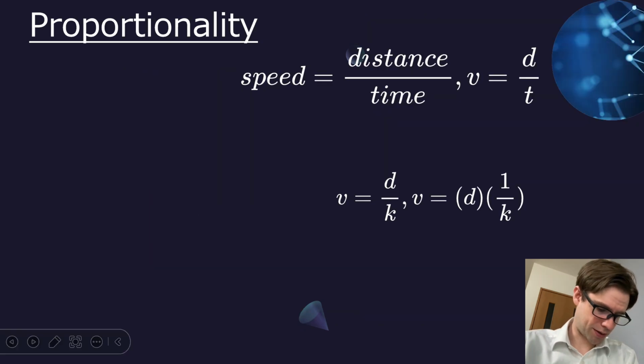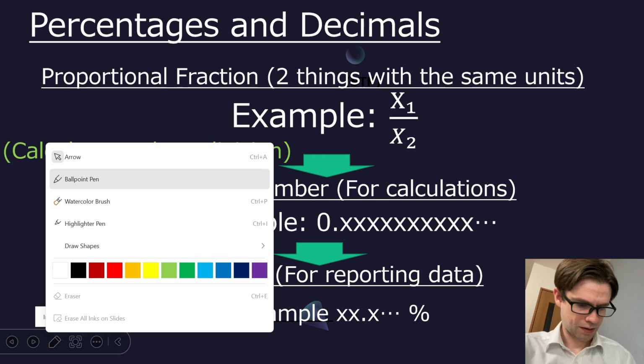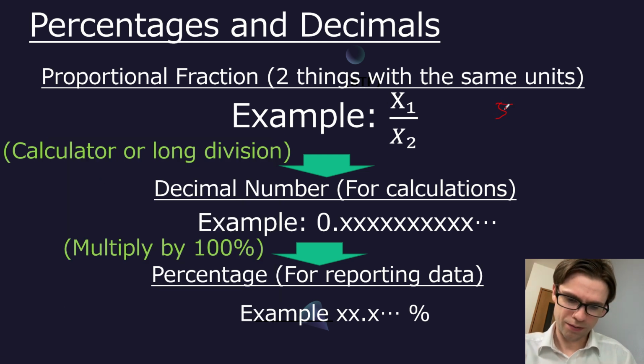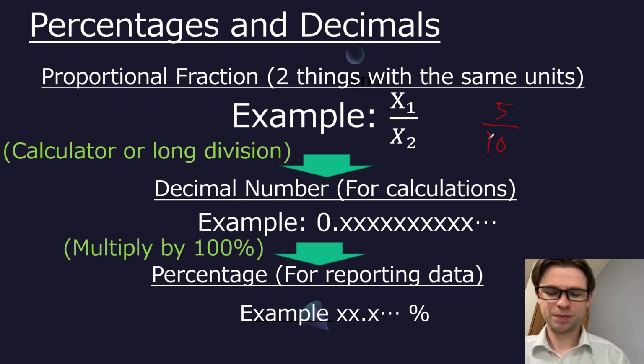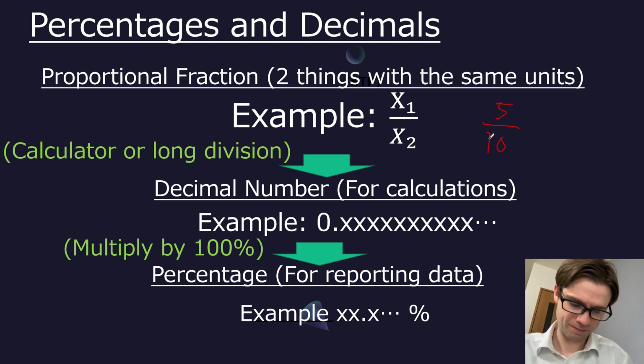Maybe I can write that here on the slide. Okay, so maybe I had 5 over 10 apples. They have to be the same units for this to make sense. Then this number can also exist as a decimal version. 0 point some number. You can get numbers that are over 1 if you end up with x1 greater than x2, but let's just stick with fractions less than 1 for now. So 5 over 10, that's going to give us a clear decimal number of 0.500 going forever.